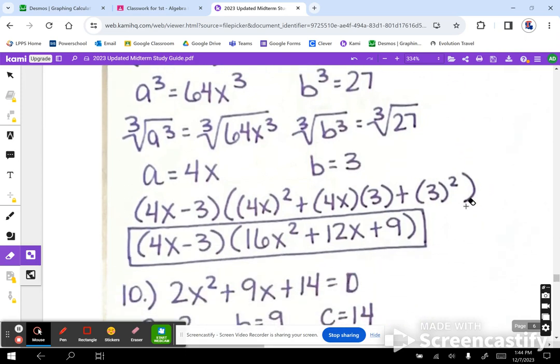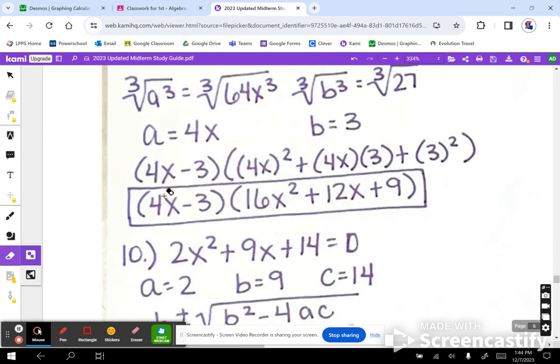Then you're going to clean it up a little bit. Of course, I can't change this at all. But 4x squared, you're going to square the 4 to 16 and square the x to x squared. So 4x squared is 16x squared. 4x times 3 is 12x. And then 3 squared is 9. And that is what your answer is.